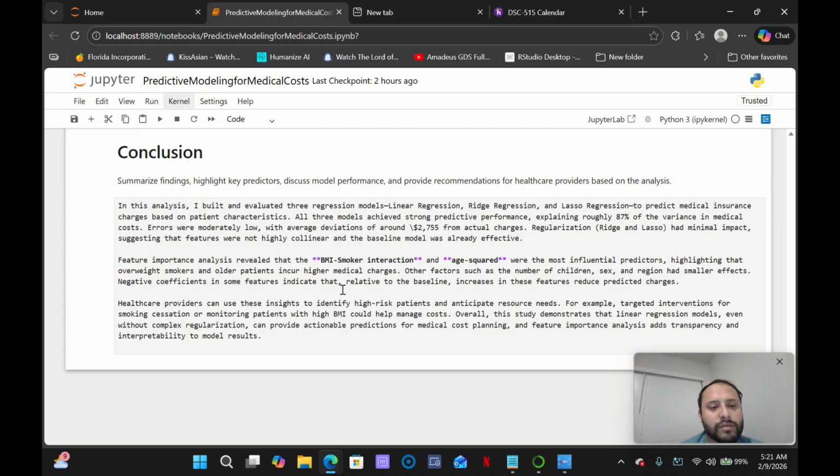Using this model, insurers can also design personalized insurance plans and pricing strategies.